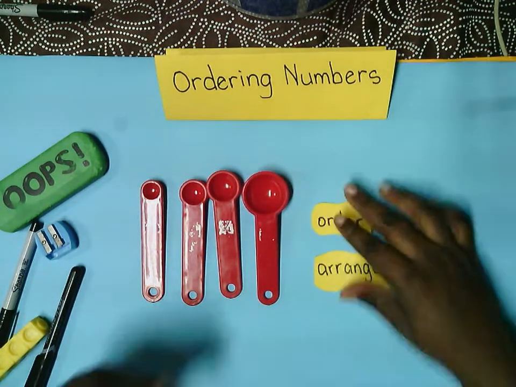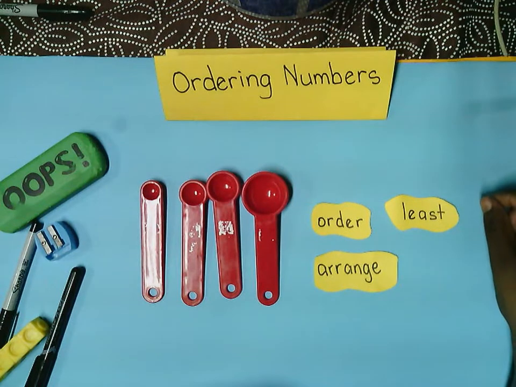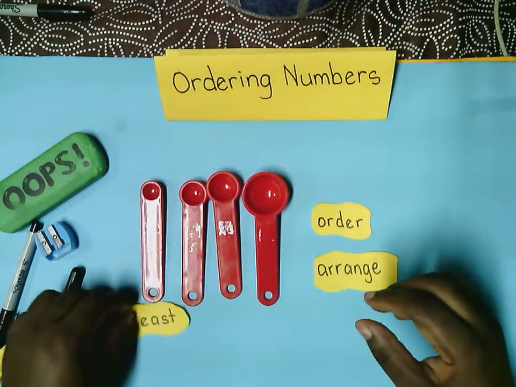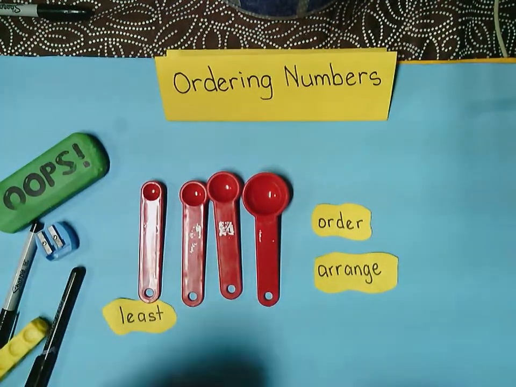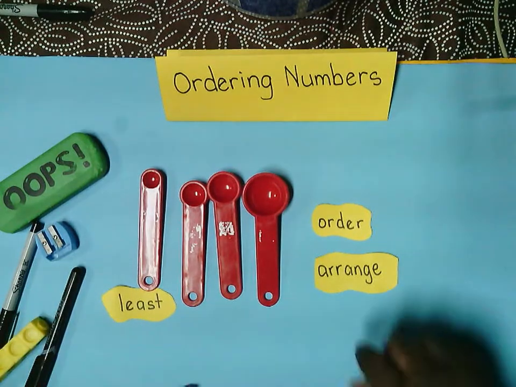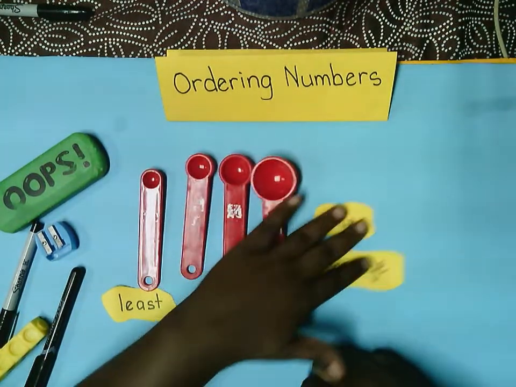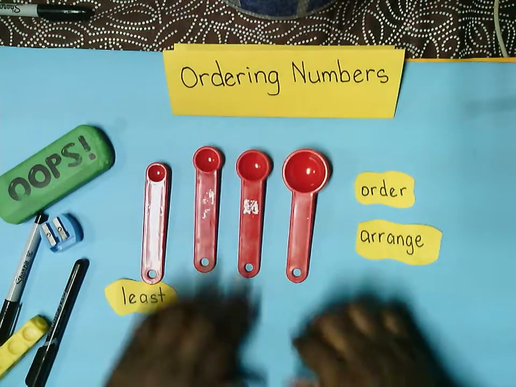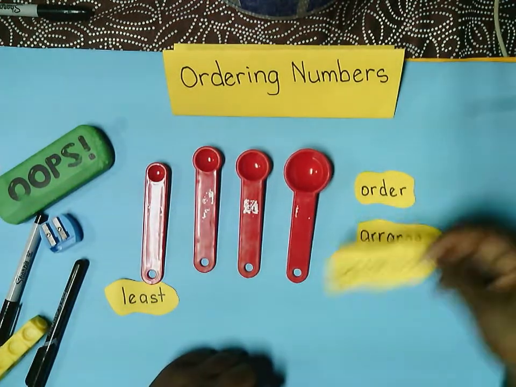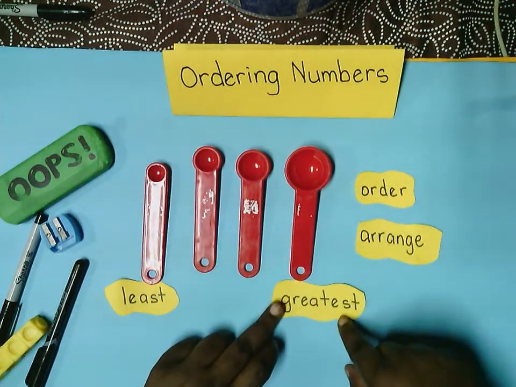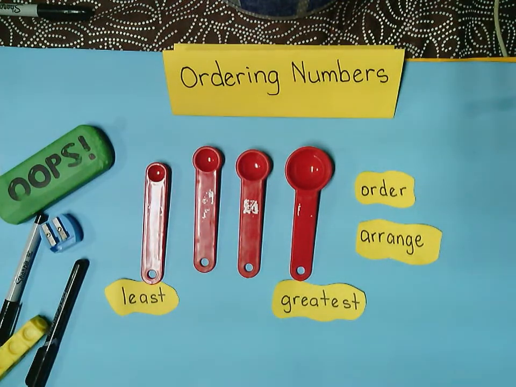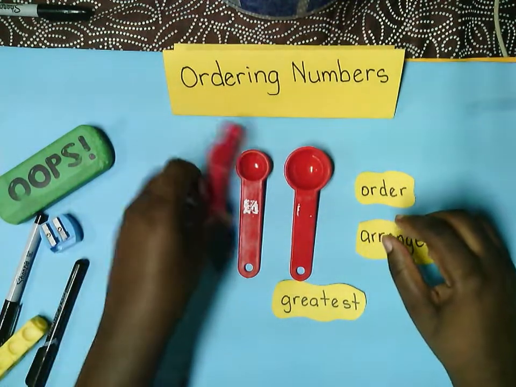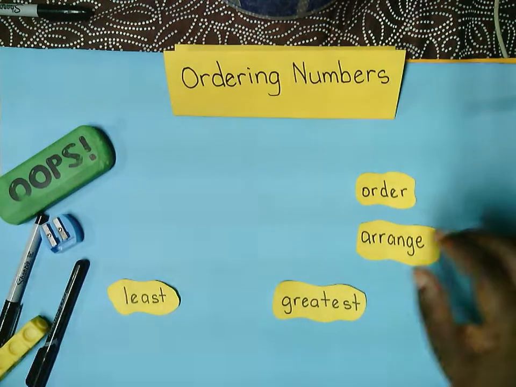And another word that we're going to see is least. Least. Smallest. Smallest. And then the opposite of least is greatest or the biggest. So we put these in order. Well, let me give you another example.